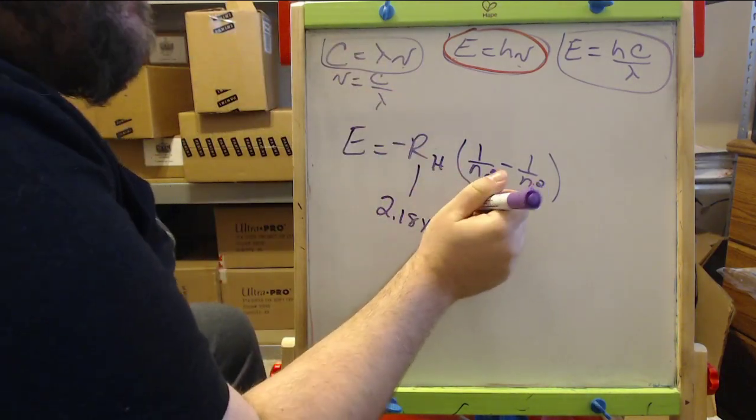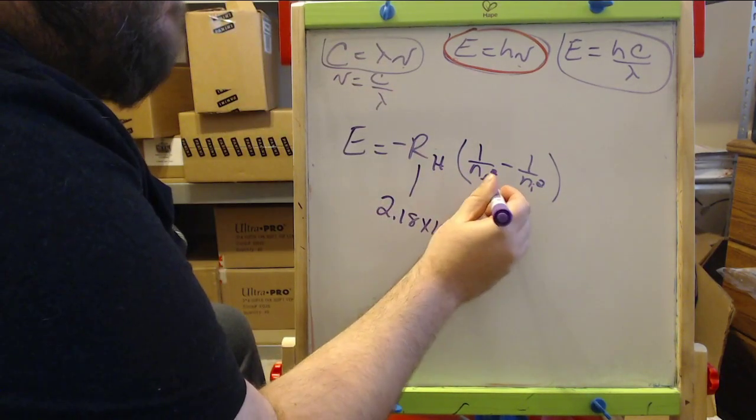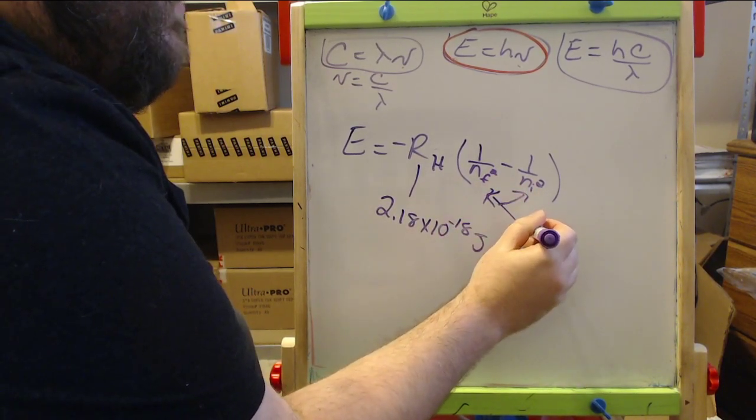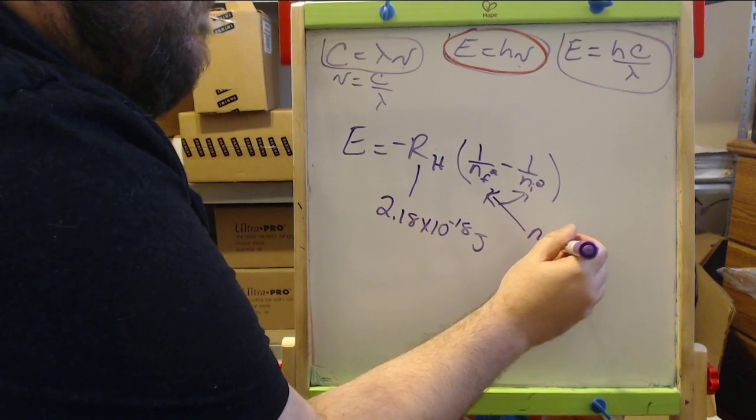nf and ni are Bohr's model that we just talked about. The n levels, if you will.